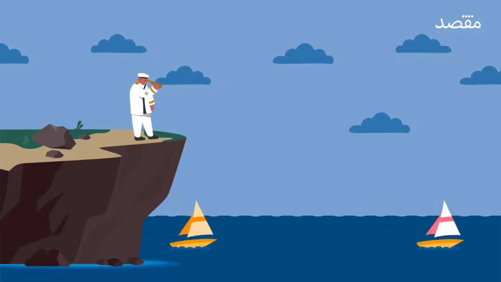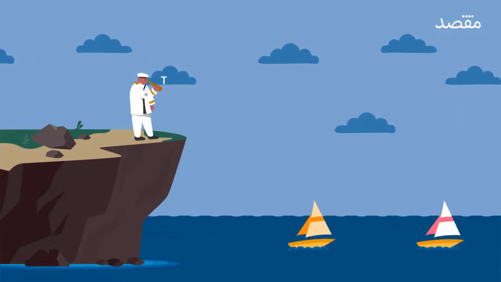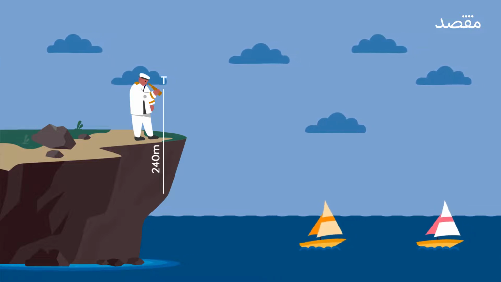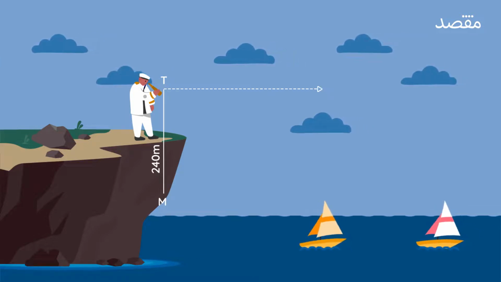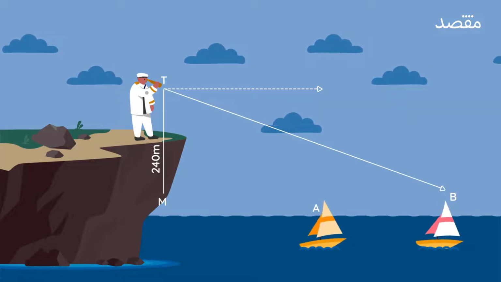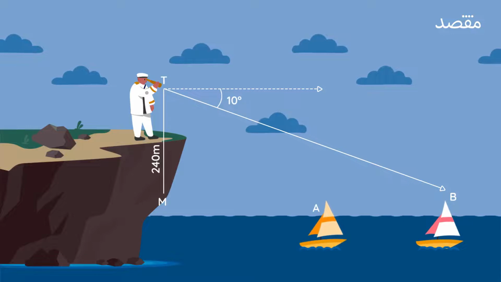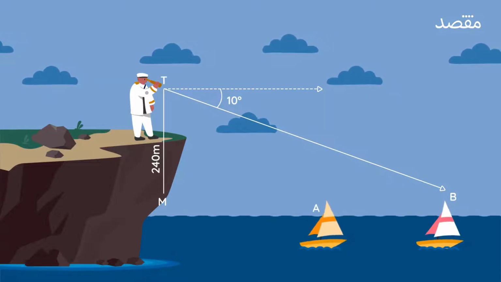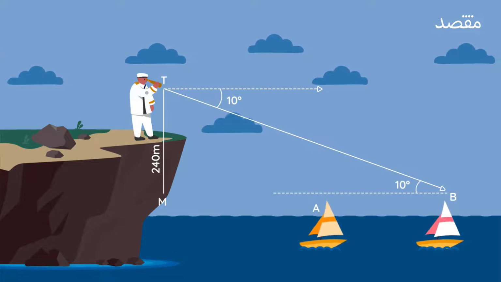Surveyor की position को हम T का नाम देते हैं. T से अगर हम ground तक perpendicular line drop करें, तो जो point आएगा, let's call that M. So let's call one boat A and the other B. T से B तक का जो angle of depression है, वो है 10 degrees. Interesting point to note here is that B से T तक का angle of elevation भी same होगा.